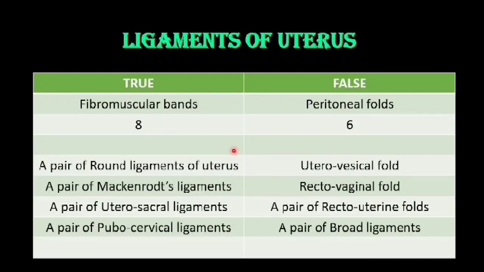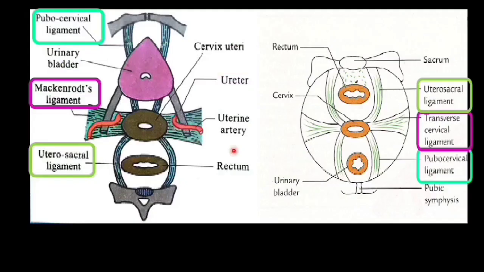So we will see the true ligaments. So they are a pair of round ligaments of uterus, a pair of McEnroe's ligaments, a pair of uterosacral ligaments, a pair of pubocervical ligaments. Now peritoneal folds or the false ligaments are uterovesical fold, rectovaginal fold, a pair of rectouterine folds, and a pair of broad ligaments. Now we'll have a look at 3 pairs of true ligaments with the help of this diagram.